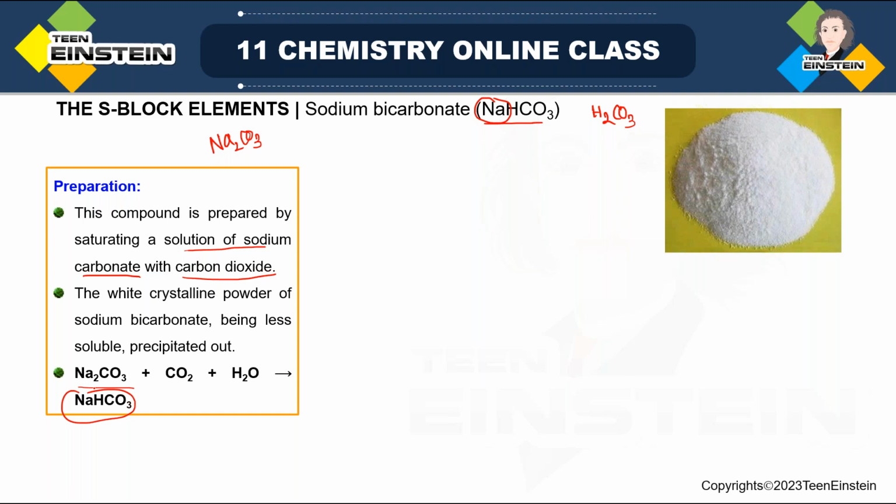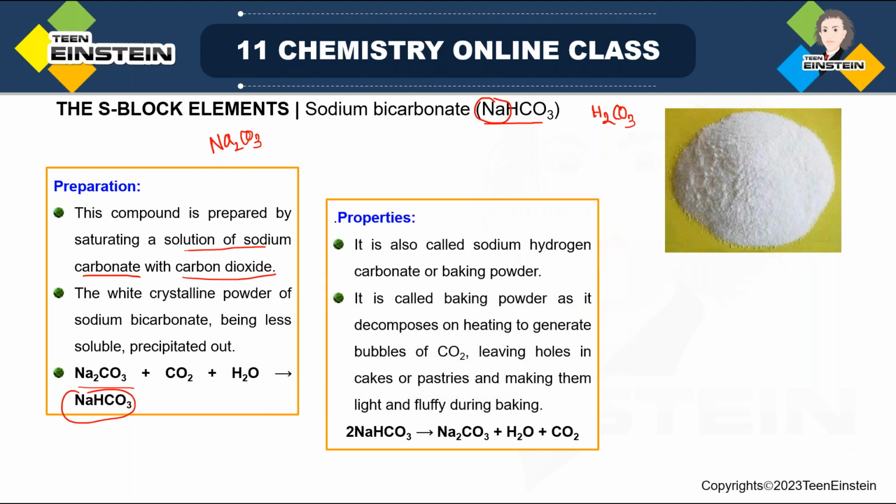And this is actually, we can exploit the fact of its low solubility. As it is less soluble, we can get precipitate and you can filter it out and get pure product like this. And it appears, as you can see in the picture, as a white powder. After preparation, next we have to see properties.